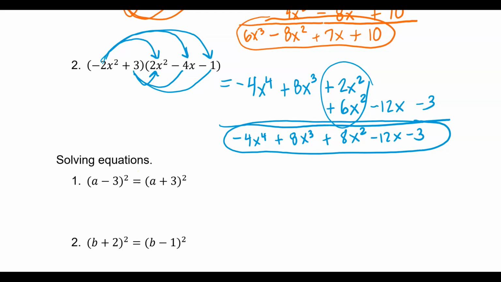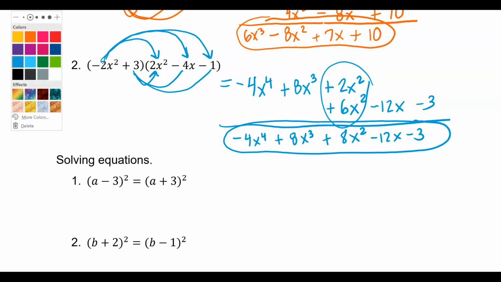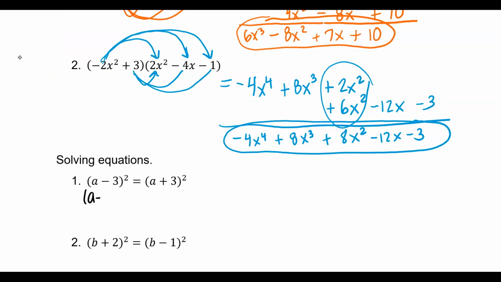So, meaning on the left side it says (a - 3) squared. Now that you understand what that means, I want you to write it down. What does (a - 3) squared mean? What should you do if you see a binomial squared? You should write it twice. I hope you said that.